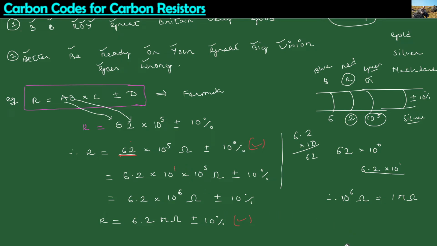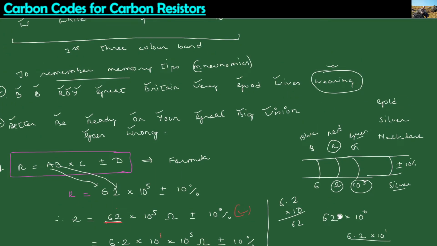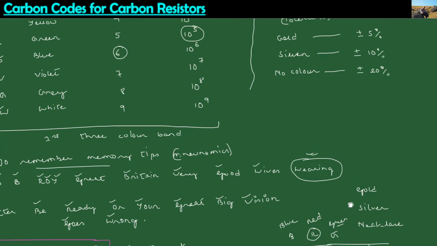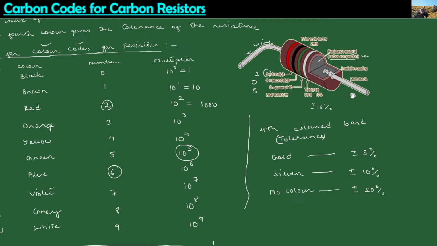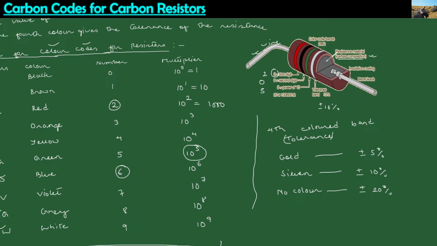Now let us study another example from what is given out here. When you look at this color, the first color is red. So how much is the resistance? Let us find out how much is the resistance from there.